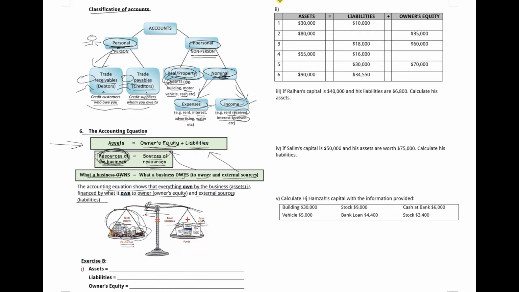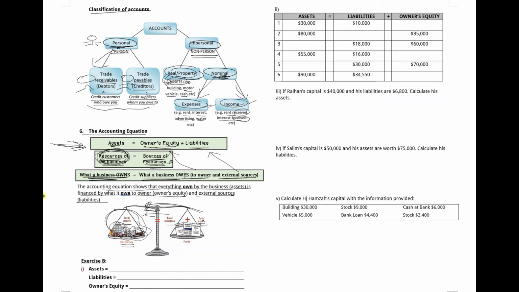So that's why this accounting equation states that whatever a business owns, it owes to either the owner or the external sources. So the resources of the business are equivalent to the sources of the resources, where the resources come from, where the resources are being financed. And this equation will always hold true, will always be balanced. Assets equal to owner equity plus liability, it always has to be balanced.